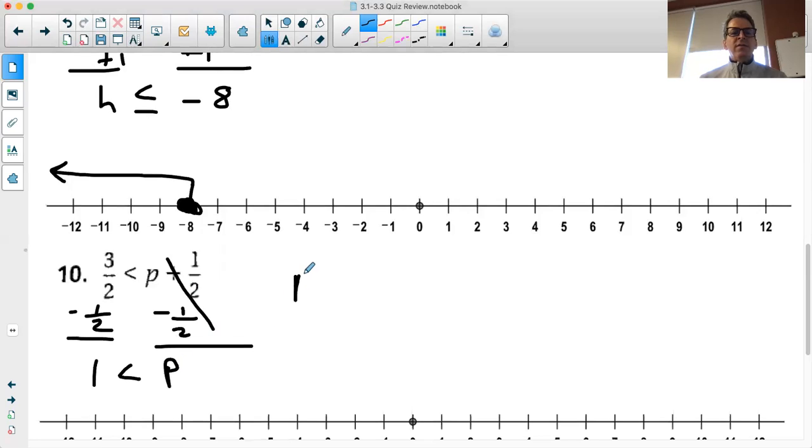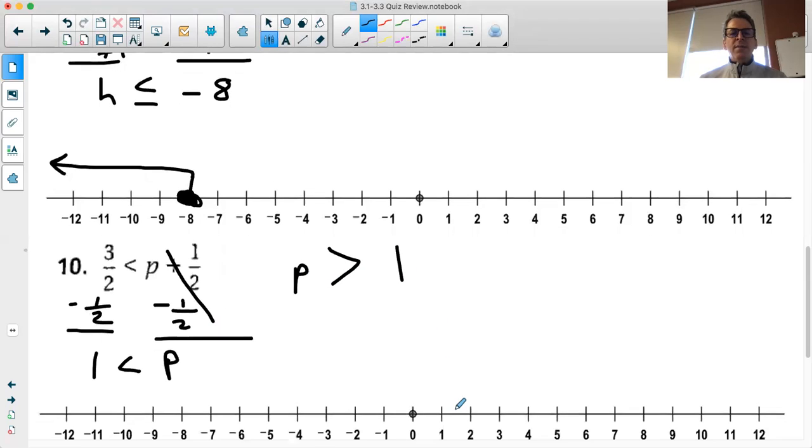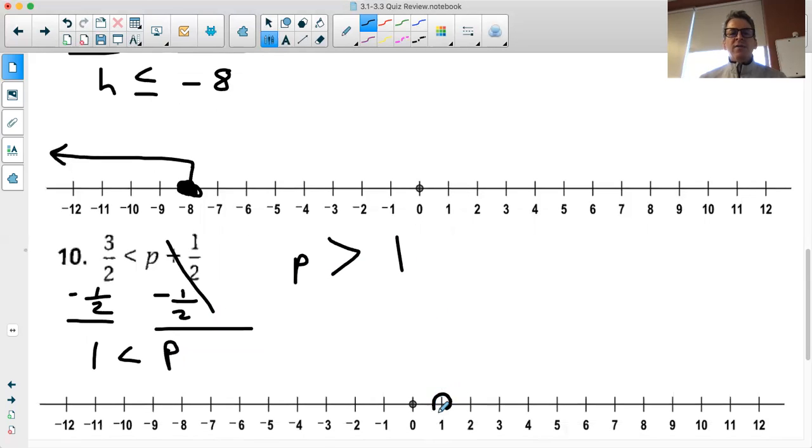So p is greater than 1. Head over to your 1 here, place your open circle, and we're going to graph everything greater than that. That would be the solution to number 10.